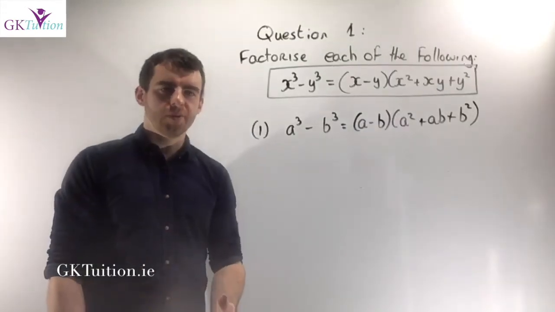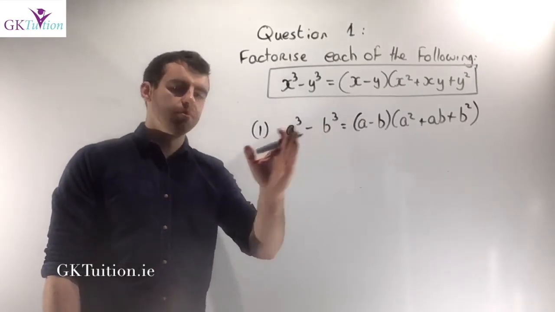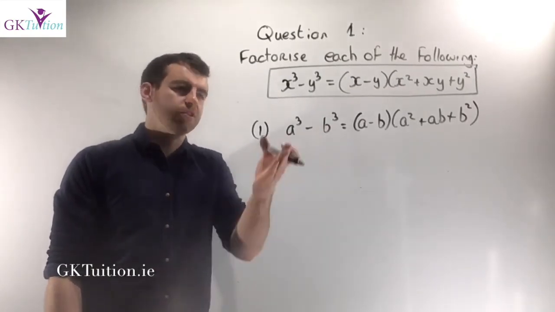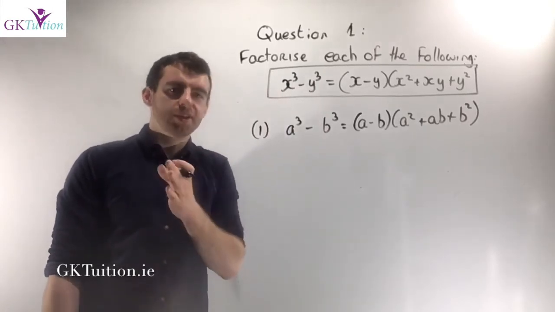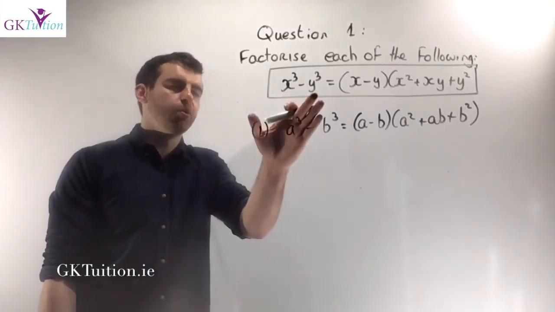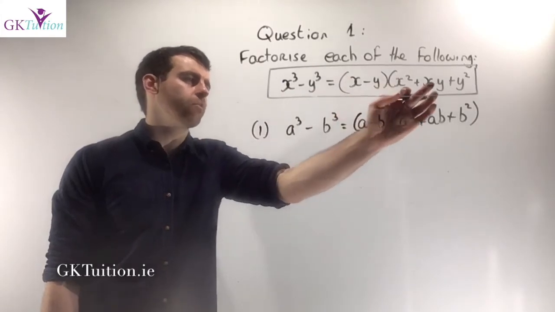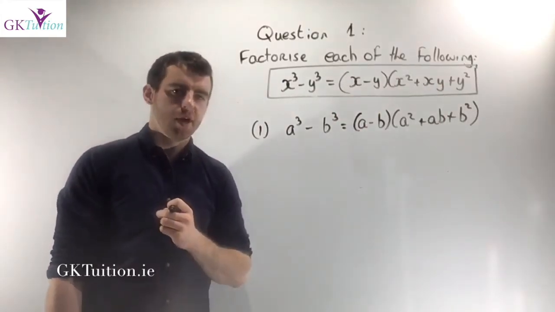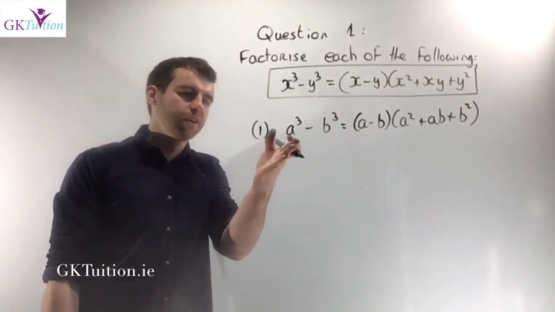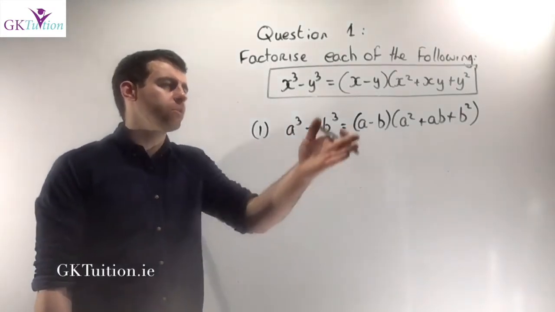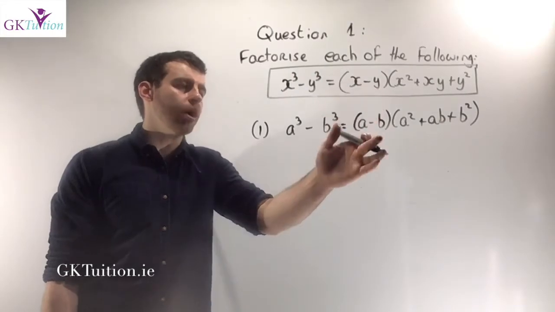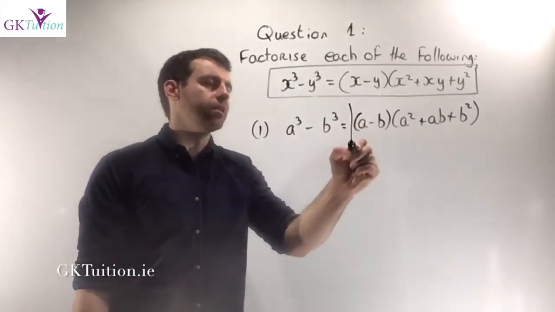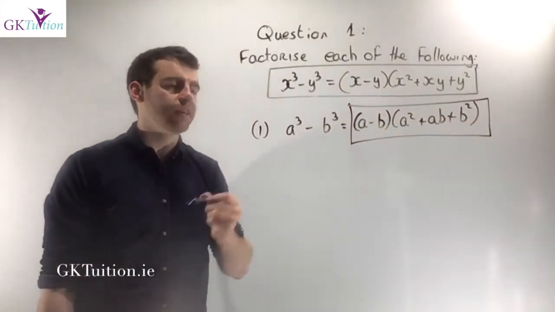Okay, the first one was very simple. We have a cubed minus b cubed. Clearly this is just in the right form, the form x cubed minus y cubed. You need to learn off that x cubed minus y cubed is x minus y times x squared plus xy plus y squared. Which tells me that if I'm given something like a cubed minus b cubed, you essentially just rewrite this, except instead of an x you put in an a, instead of a y you put in a b. So your factors in this case are that, and that's all you need to get the marks for part 1.